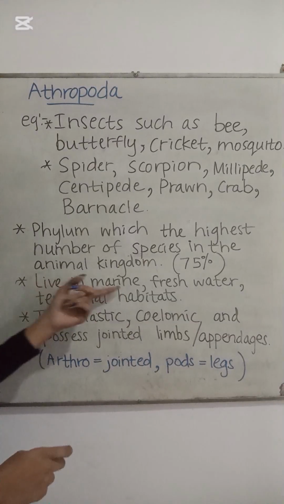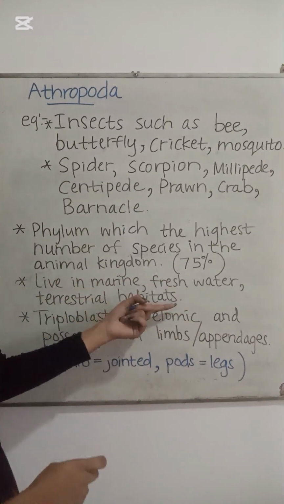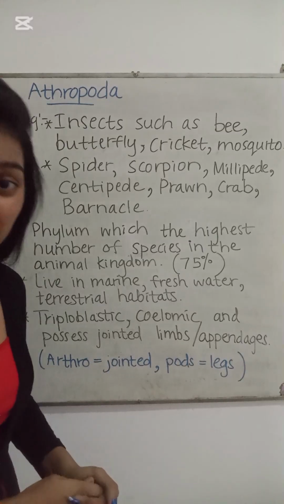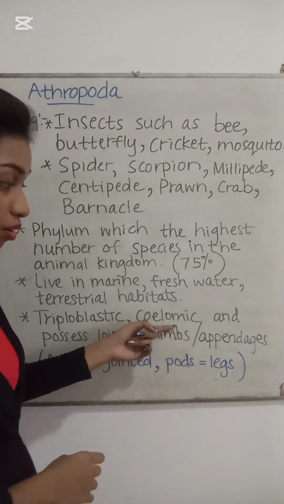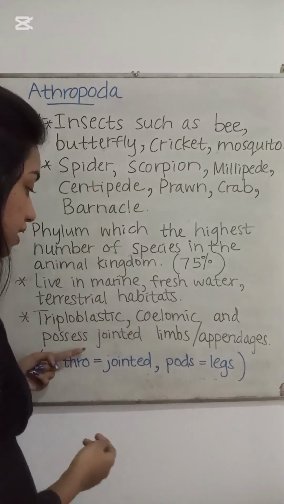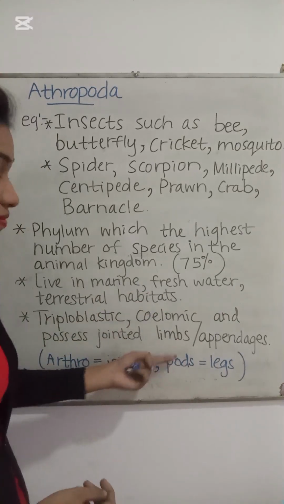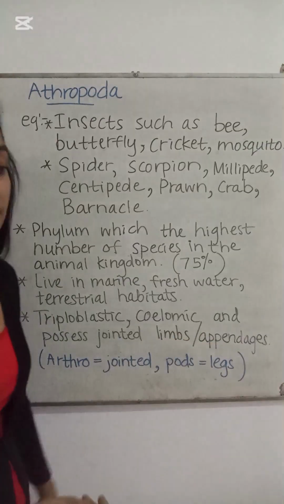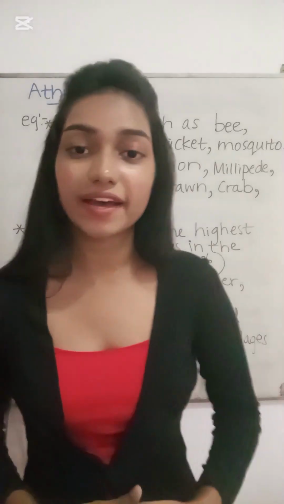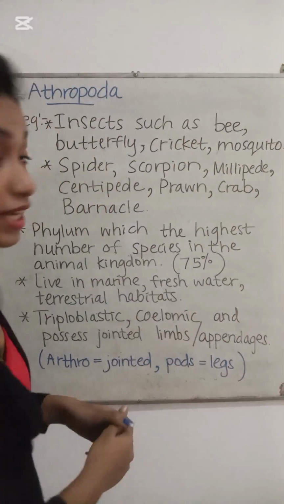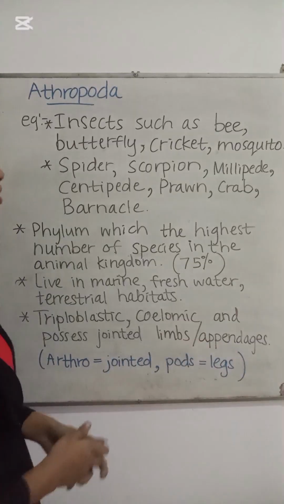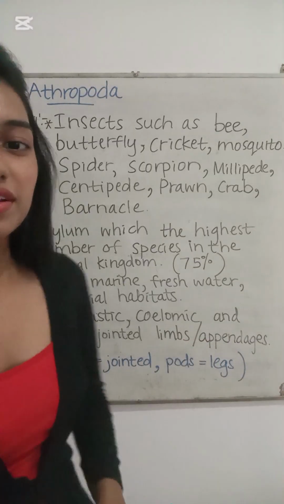Right. They live in marine, freshwater, and terrestrial habitats, and their body is triploblastic. That means their body is made up of three germinal layers. Coelomic means that they have a body cavity, and they possess jointed limbs, or else we can say jointed appendages. This is a unique feature for them, right? In the phylum Arthropoda they have jointed appendages. Think about the cockroach. Cockroach has jointed appendages, right?